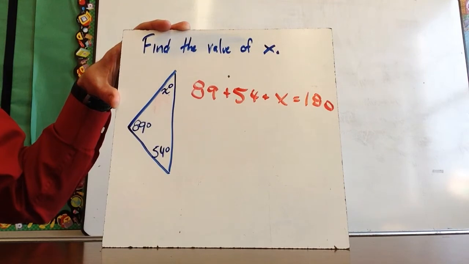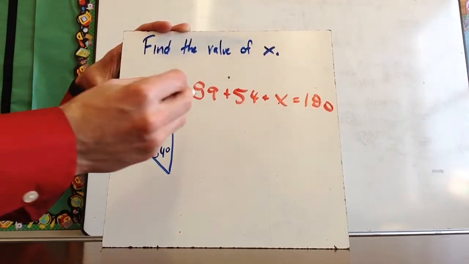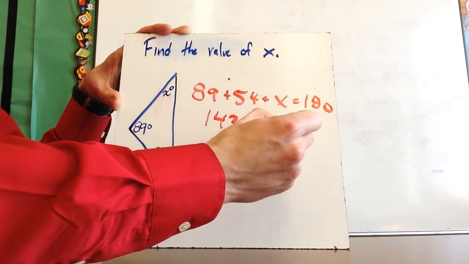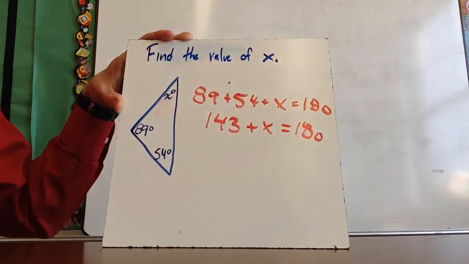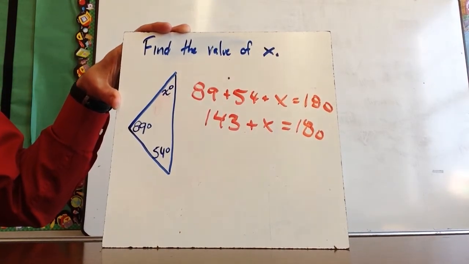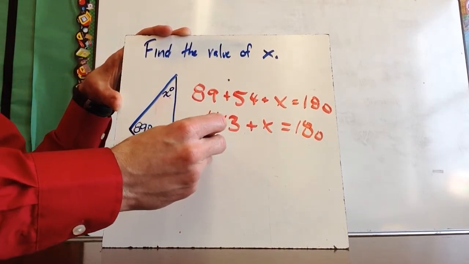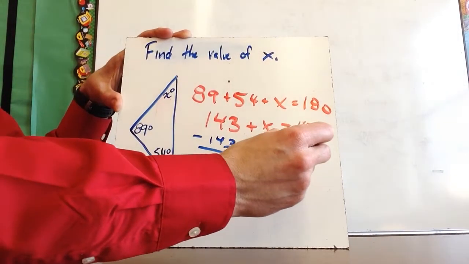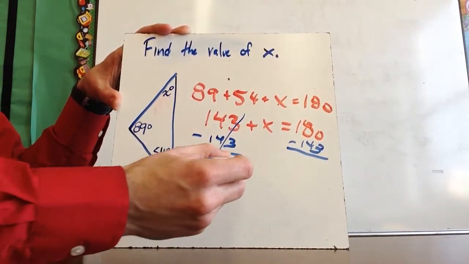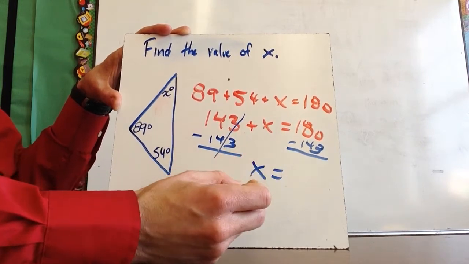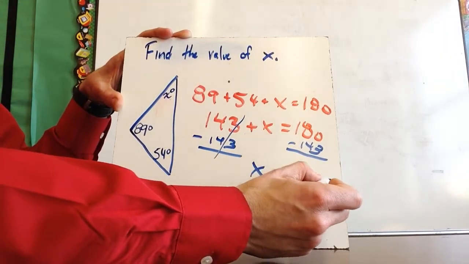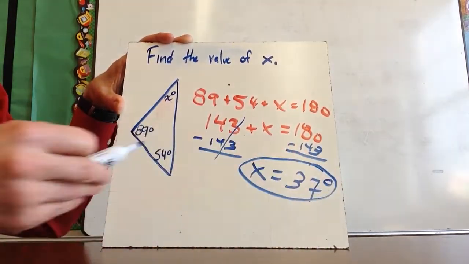And then what I'm going to do is add the 89 to 54, and so this is going to be 143 plus x equals 180. Right, and now what I want to do is take 180 and subtract 143 from both sides. This is minus 143 here and minus 143 here. This is kind of like algebra we were doing before. This will cancel out. I'm left with x equals 37. So x equals 37 degrees.